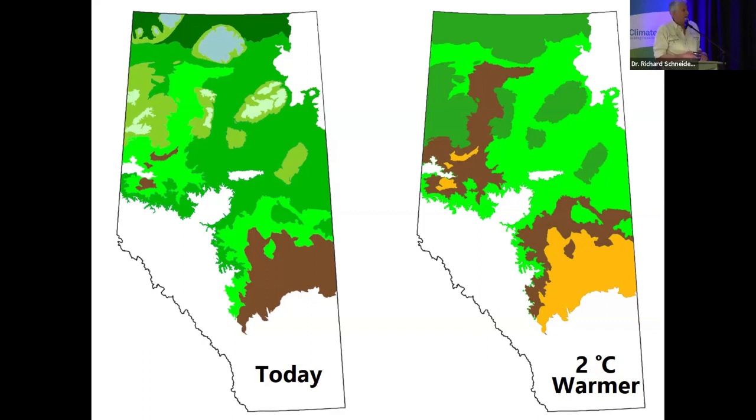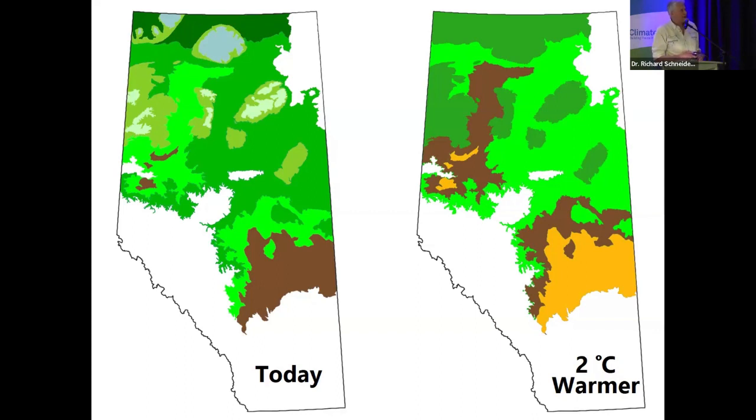So the parkland here, today it's at a tipping point, but you increase the temperature by a couple of degrees, it now has the climate of a grassland habitat. So it starts to look like grassland over time. I'll talk about that in a minute.